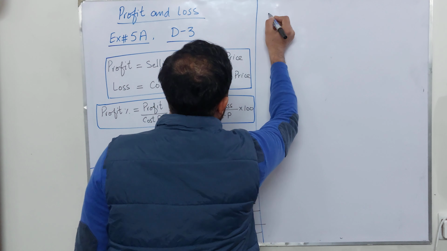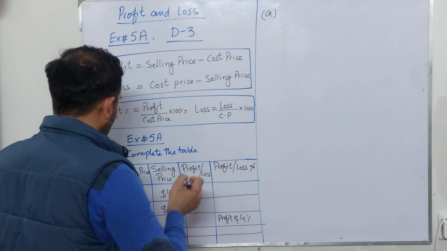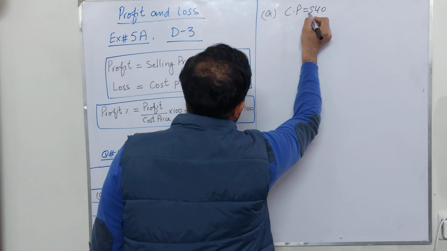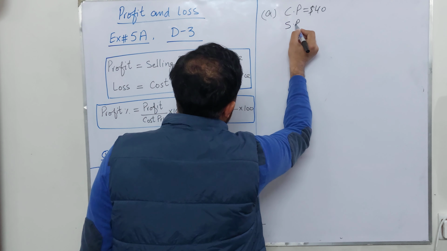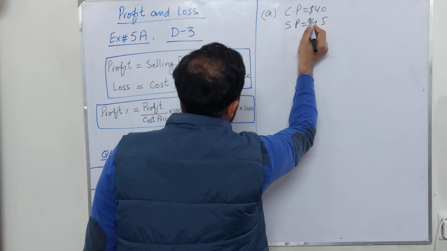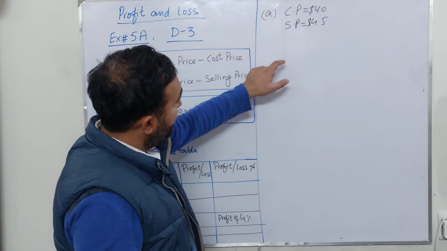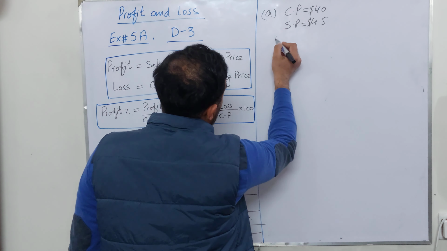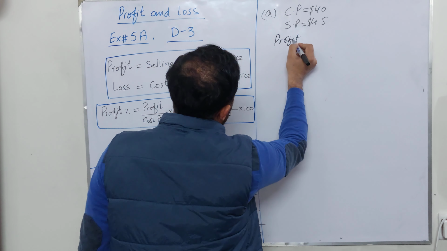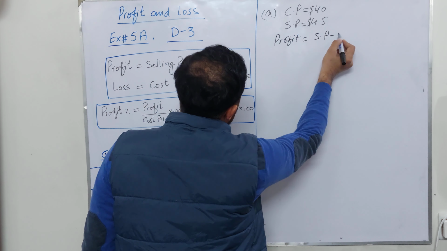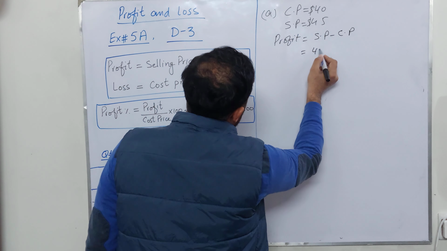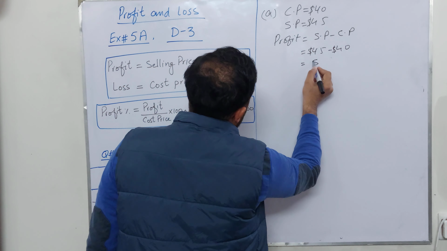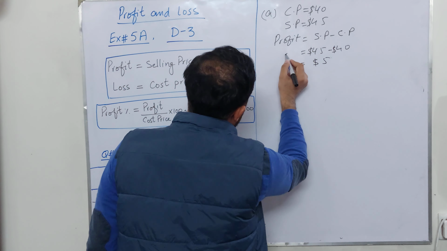So this is question number 1, part number A, in which cost price is $40 and selling price is $45. So in this case a profit has been made, because selling price is more than the cost price. So we need to find profit. Profit is equal to selling price minus cost price. So it's $45 minus $40, which is equal to $5. Okay, so that is profit.